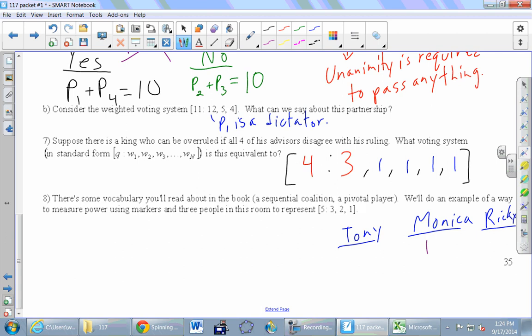Okay, so I'm not going to use my little fishbowl anymore. But Tony votes. Hold your 3 markers up. Is that enough? No. Then Ricky adds his 1. Hold yours up. Tony, stay up. Is that enough? No. And then Monica puts her 2. Is that enough? Yes. So who's the pivotal player here? Monica, because again, she's the one that brought us from being under the quota to equal to or more than the quota.